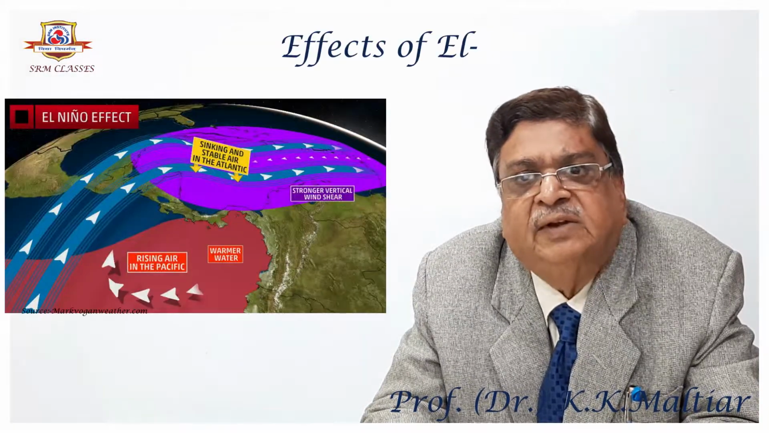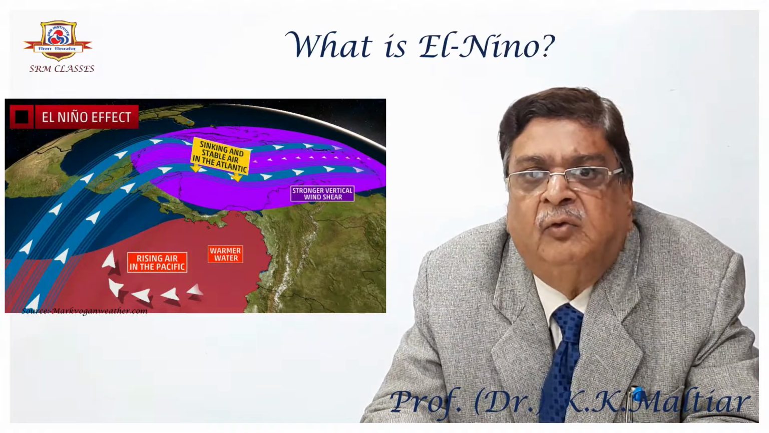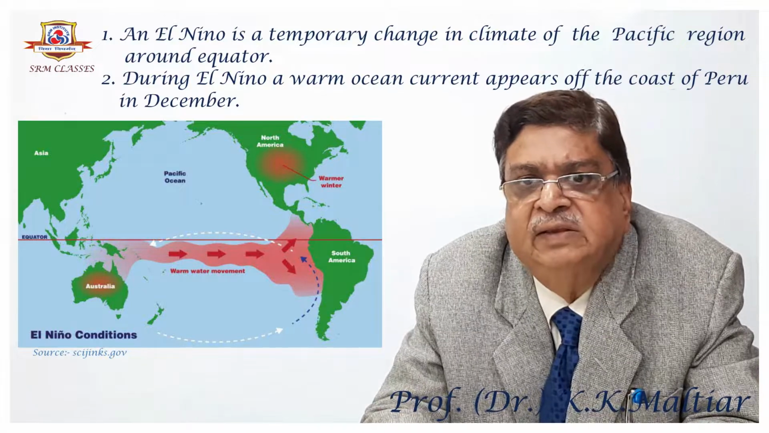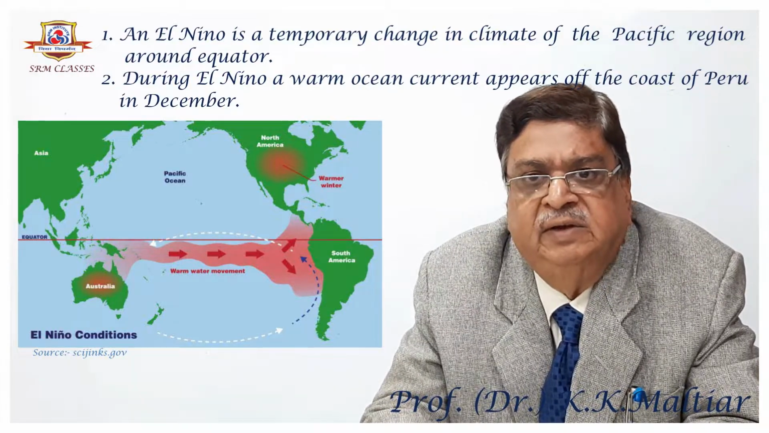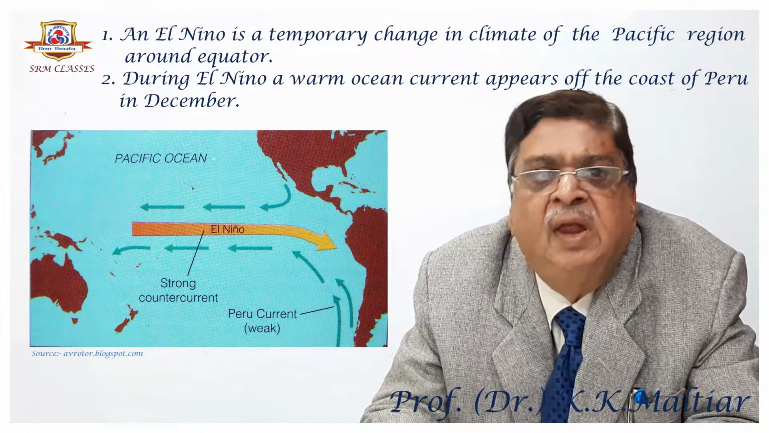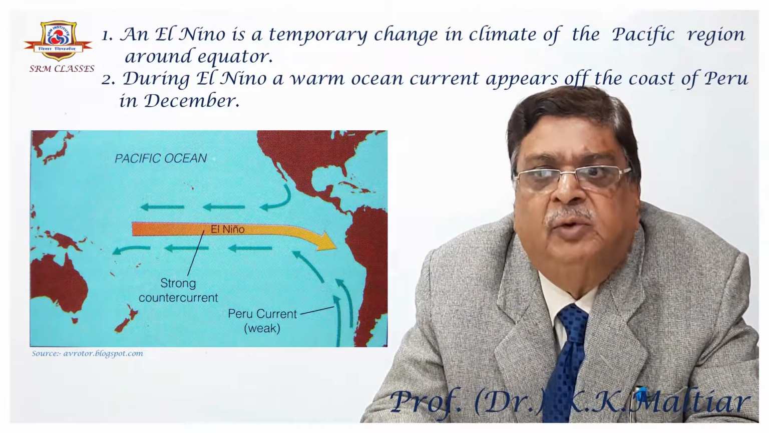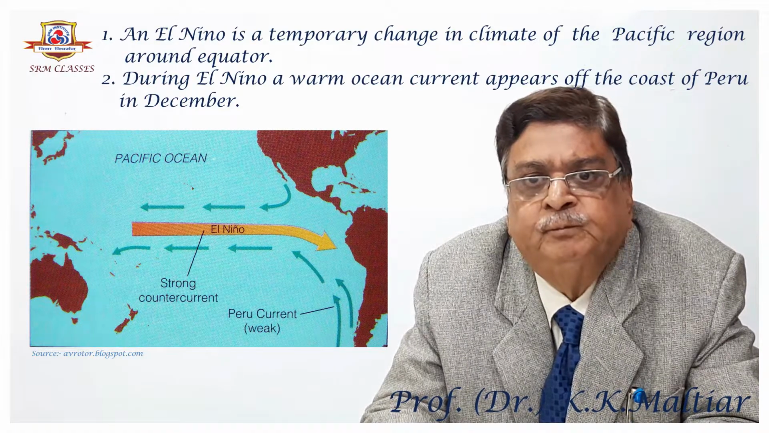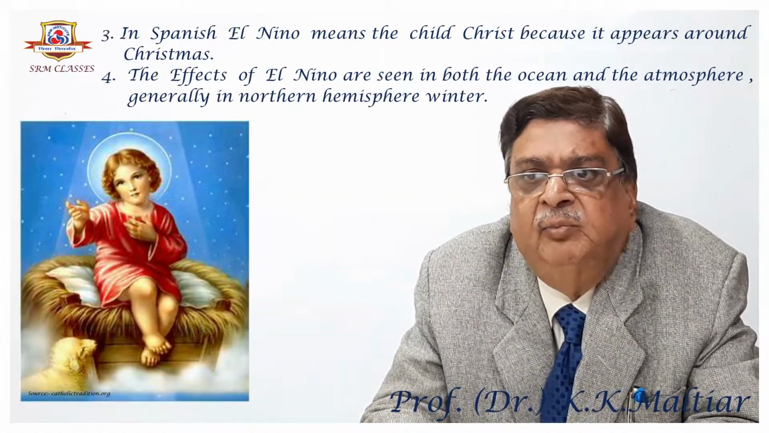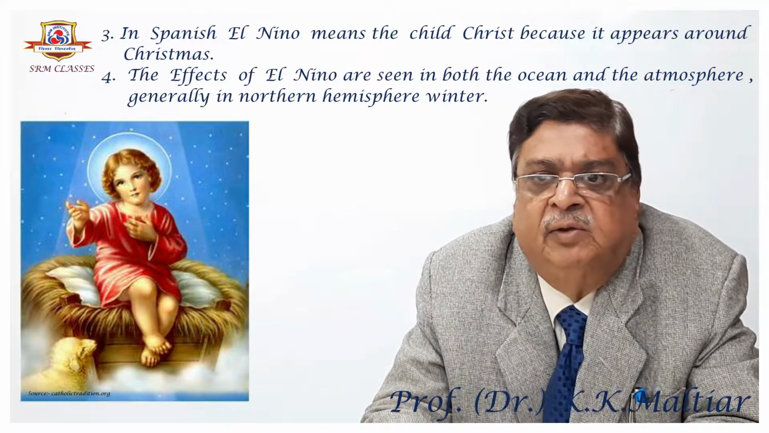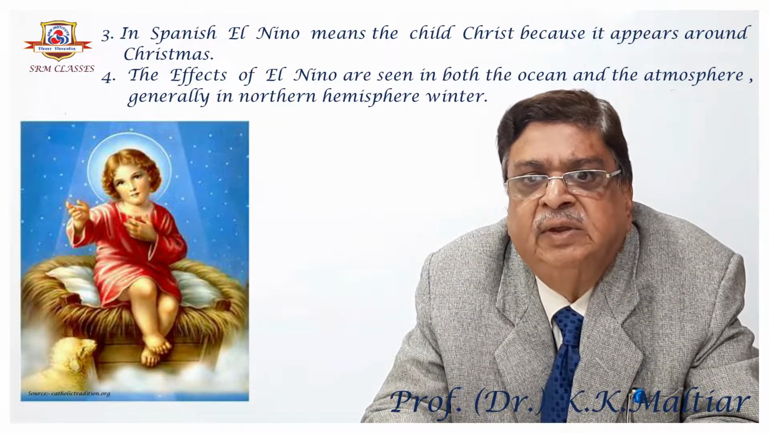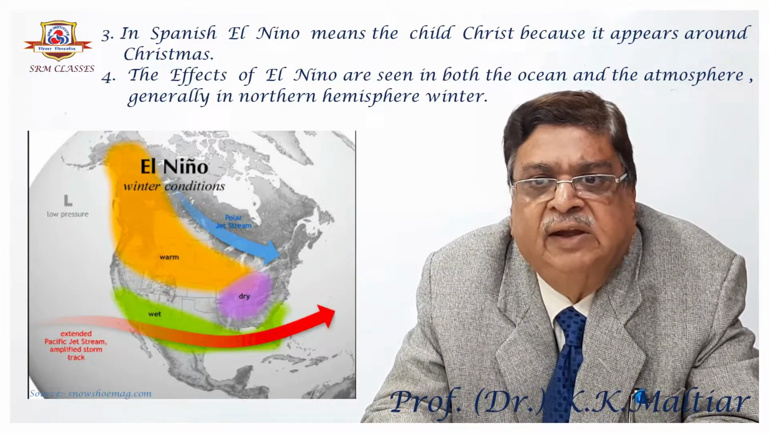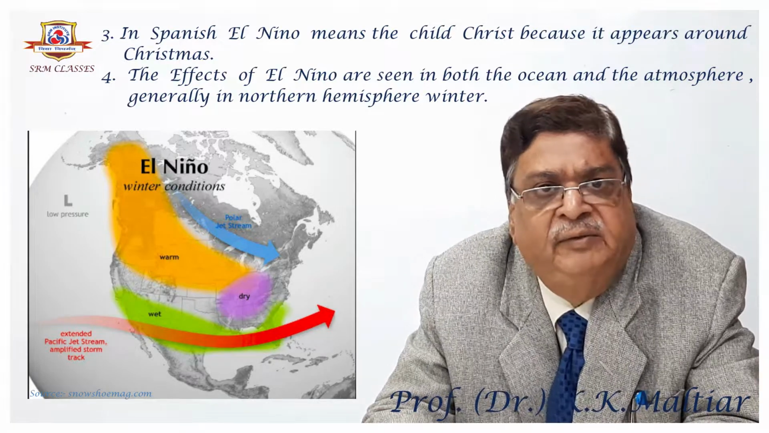Now I come to the effects of El Nino. What is El Nino? An El Nino is a temporary change in climate of the Pacific region around equator. During El Nino, a warm ocean current appears off the coast of Peru in December. In Spanish, El Nino means the child Christ because it appears around Christmas. The effects of El Nino are seen in both the ocean and the atmosphere, generally in northern hemisphere winter.